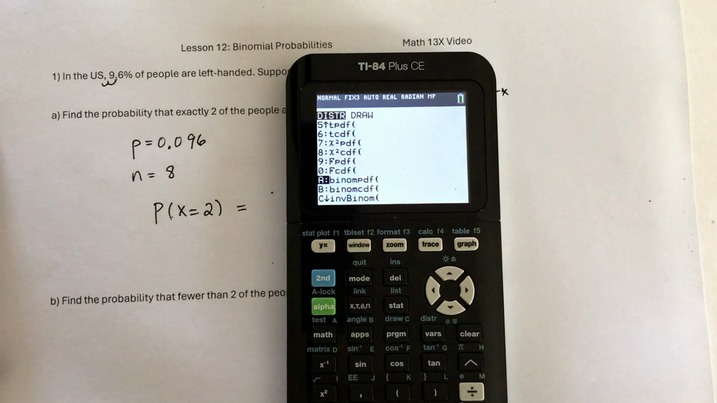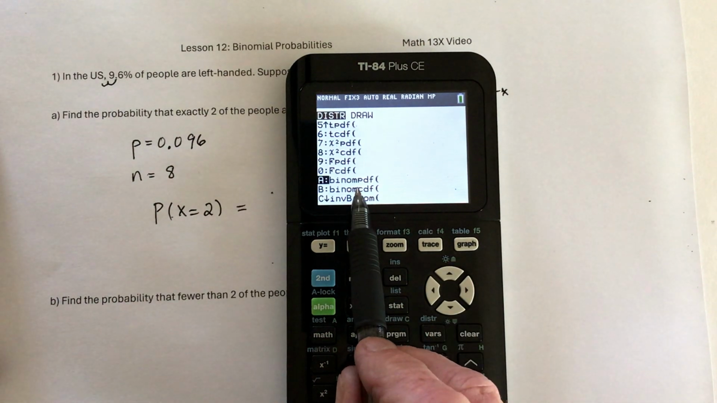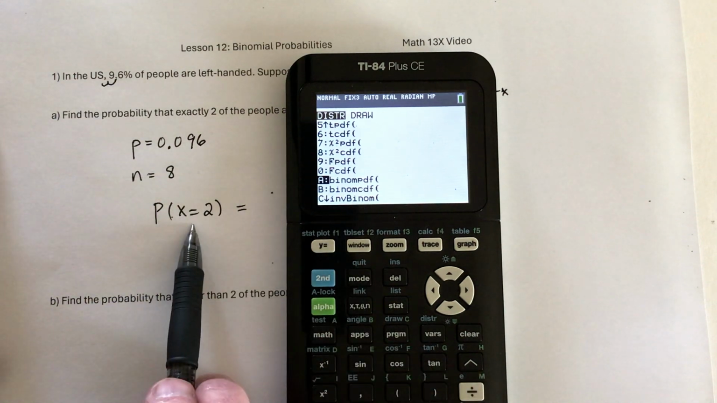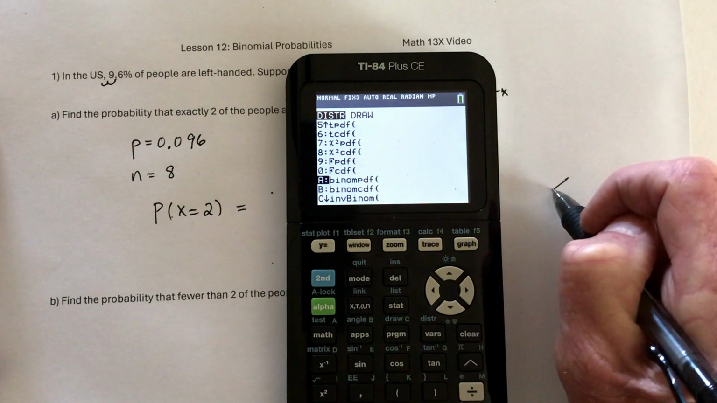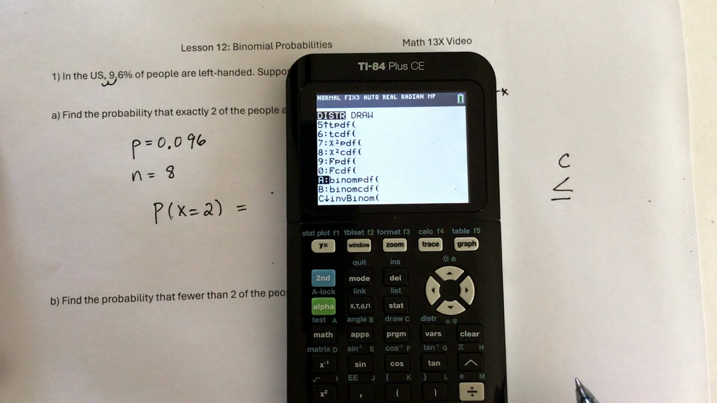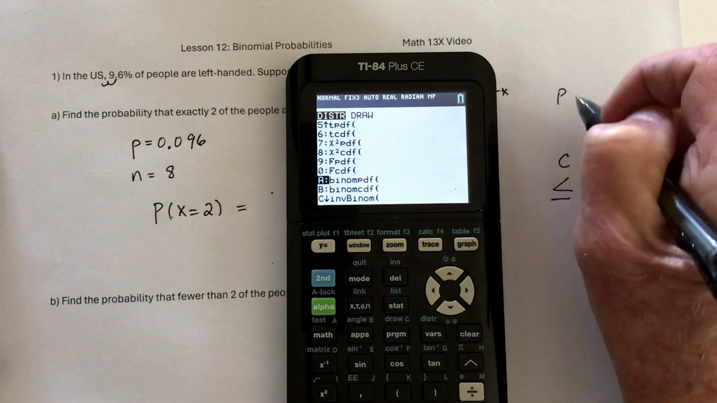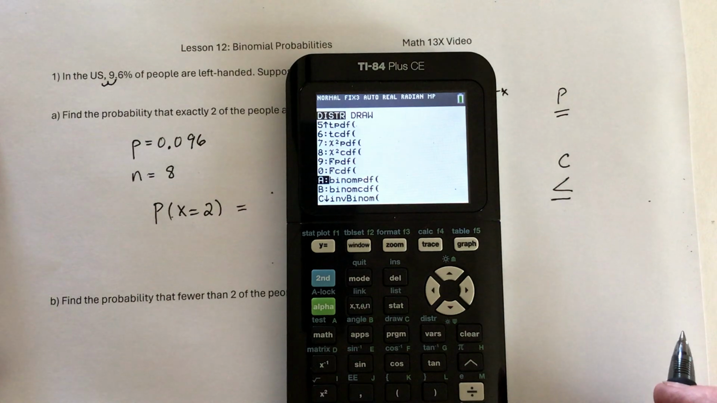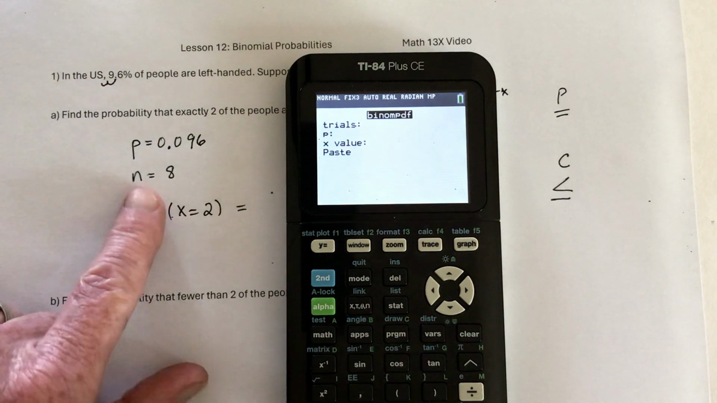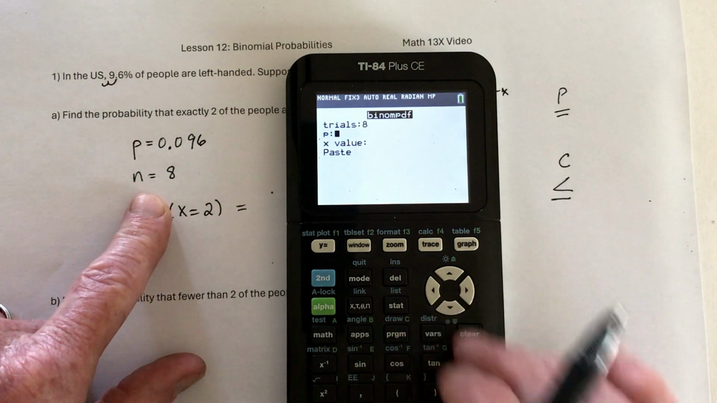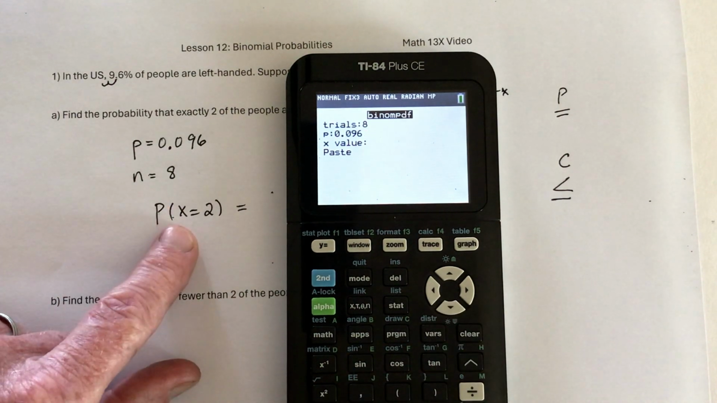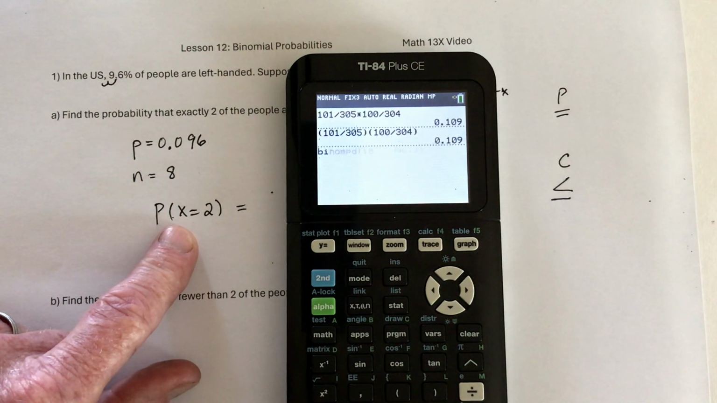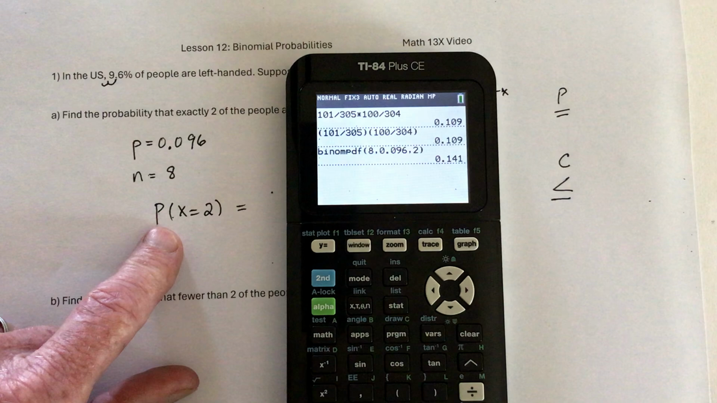There are actually two that say binomial. There's the binomial PDF, where the P stands for when you have an equal sign, and the C stands for if you have a less than or equal. So the C goes with less than or equal, and the binomial PDF goes for when you've got an equals. I'm using this one, A. The number of trials, that means n, is 8. The p is 0.096, and then the x value is 2. Then it will put that on the screen and give you the answer.